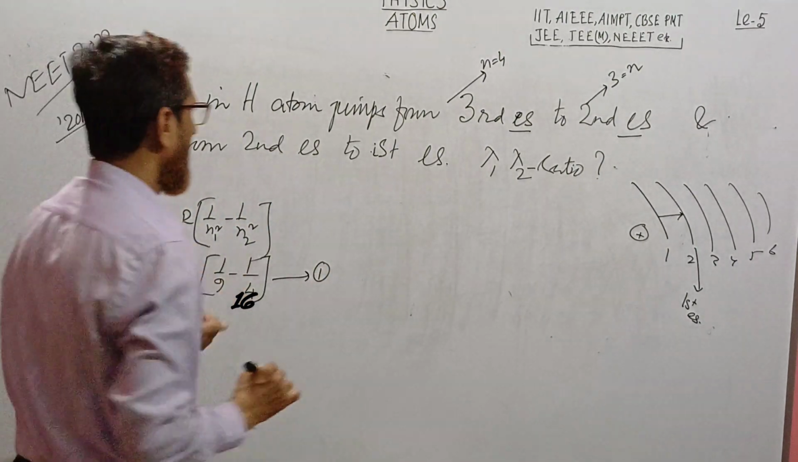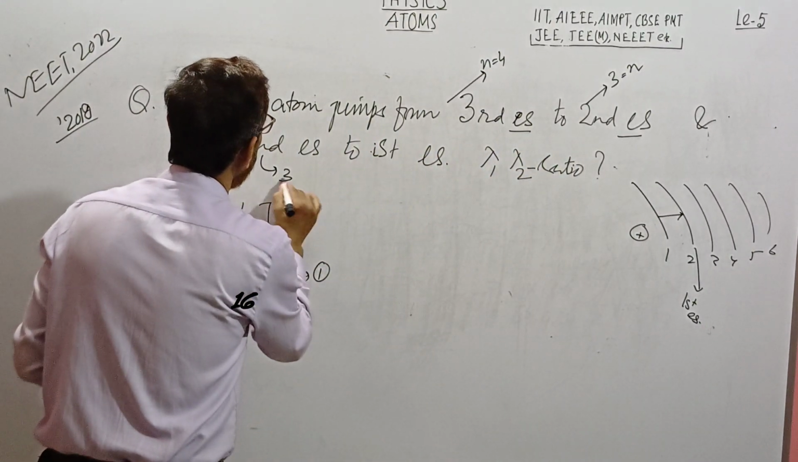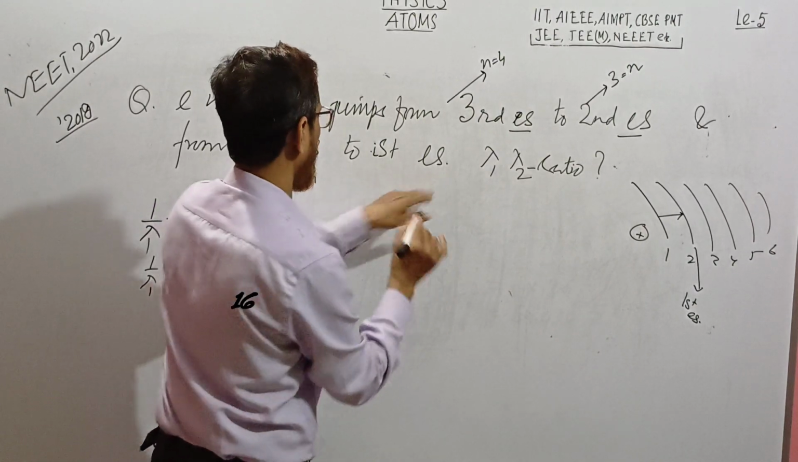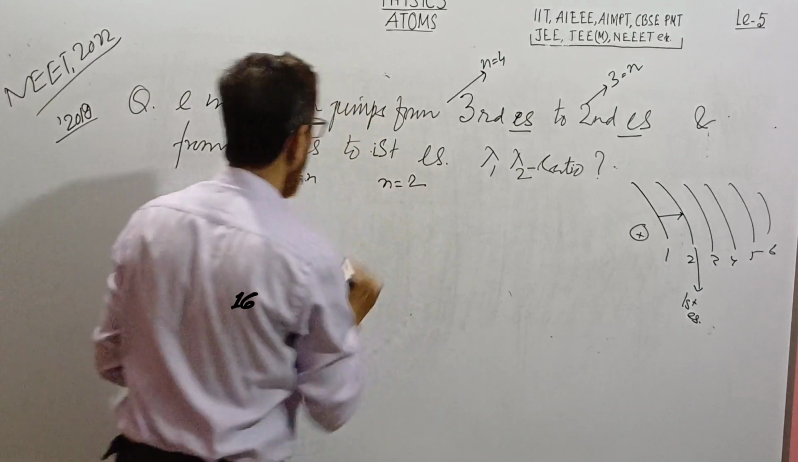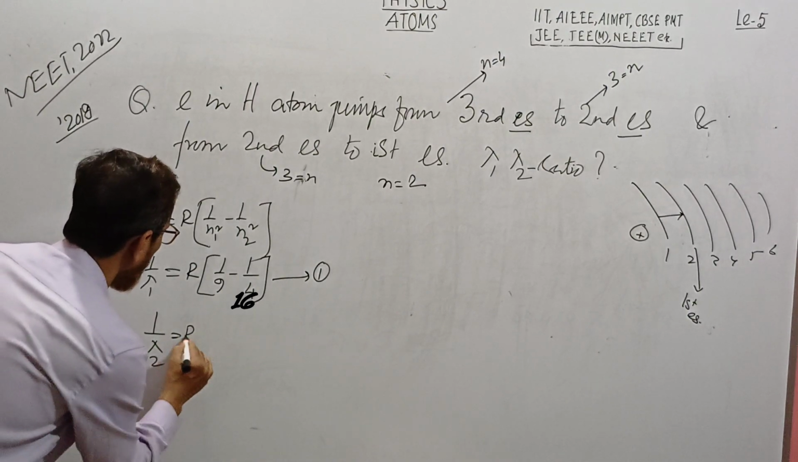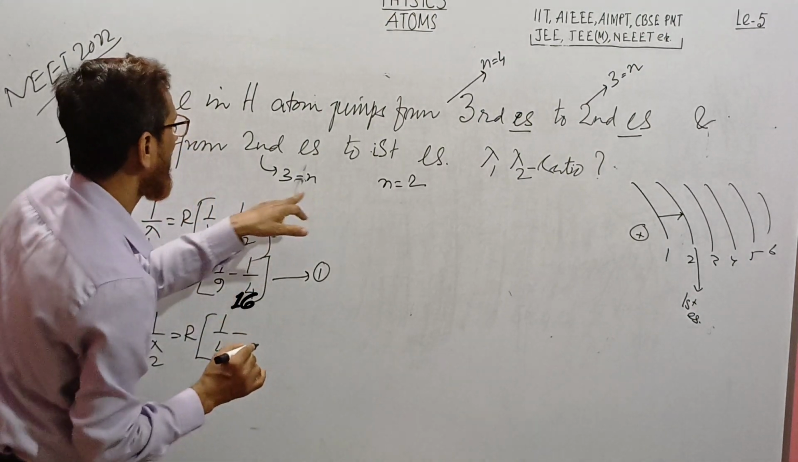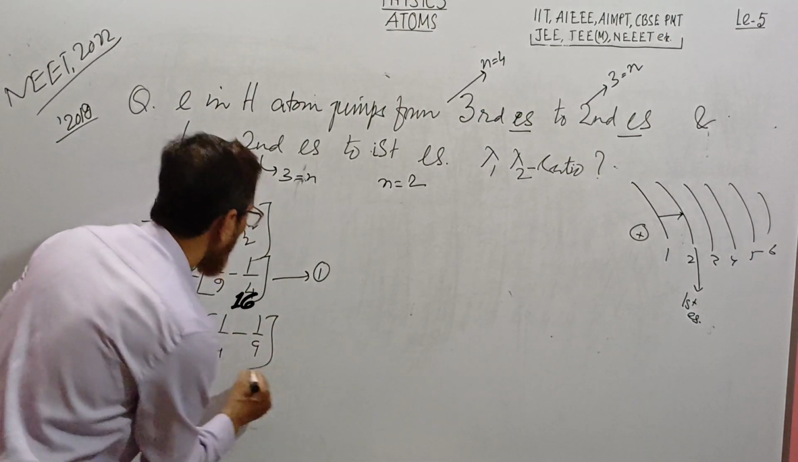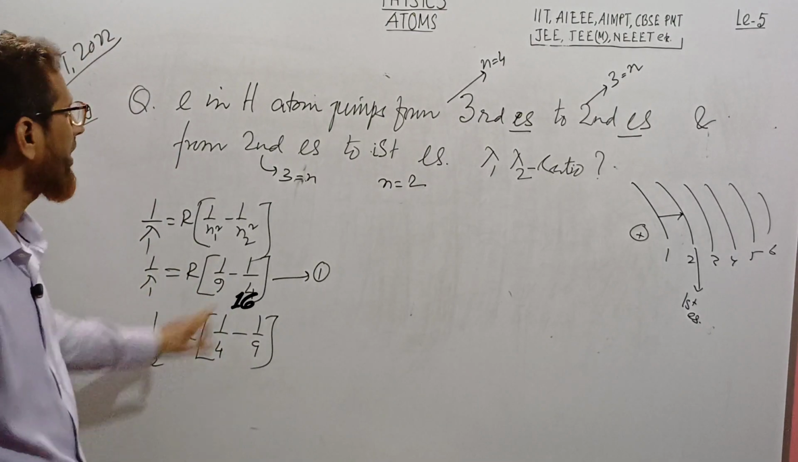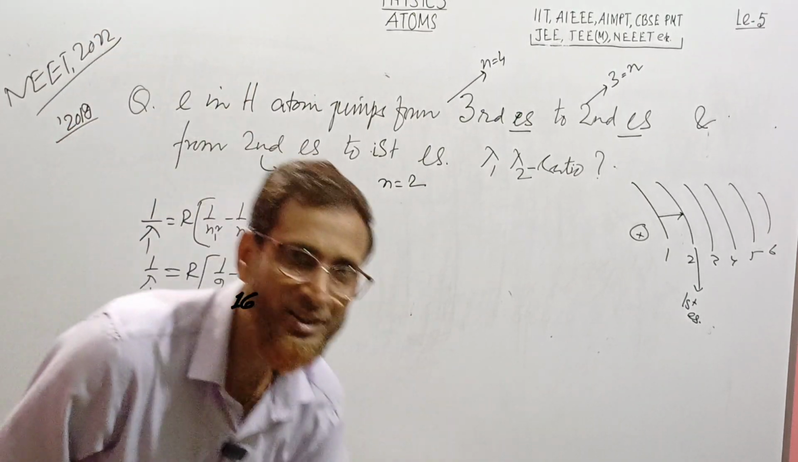Now, what is the second condition? Second excitation means n is equal to 3. First excitation state means n is equal to 2. So by second condition, what we get? 1 by lambda 2 is equal to R into 1 by 2 square minus 1 by 3 square, that is 1 by 4 minus 1 by 9. Solve out R by this. You take out the ratio yourself, simple mathematics, lambda 1 and lambda 2 will come out. The question is JEE Mains. Very easily you can solve.